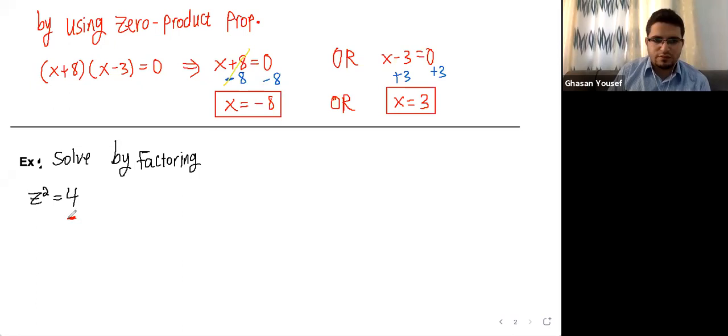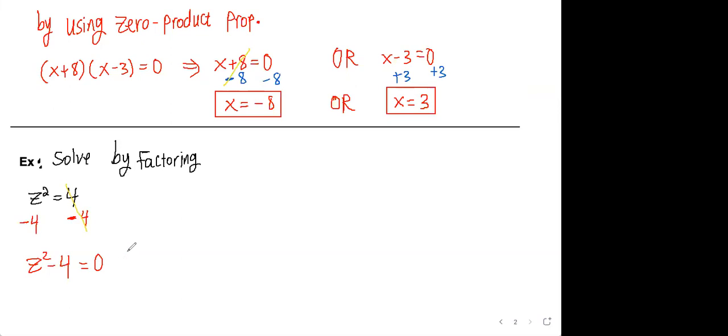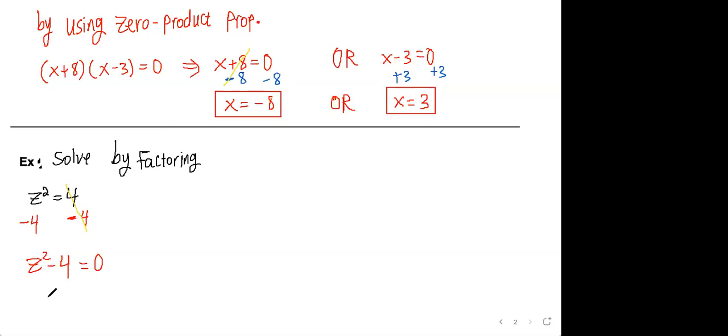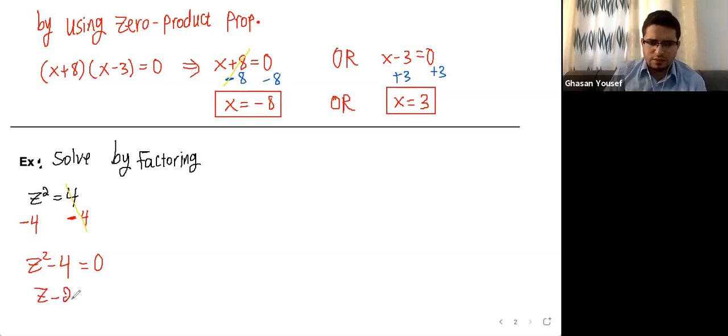So minus 4. Why? Because I have to move everything to one side and the other side is 0. So 4 minus 4 cancels out, 0. So now I get z squared minus 4 equals 0. What is the factor for z squared minus 4? This is a difference of squares. Yes, go ahead. Z plus 2 times z minus 2 equals 0.